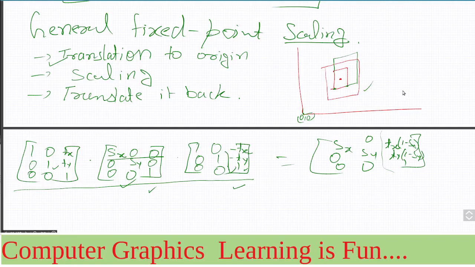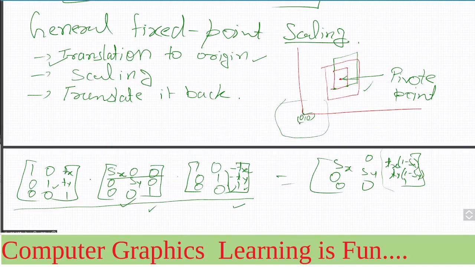Here we are talking about fixed point scaling, which means we want to keep a pivot point, and according to this pivot point we will scale the object. For that there are 3 steps. We will translate it to the origin, bring the object to the origin, perform the scaling, and then translate it back. So it is our choice.